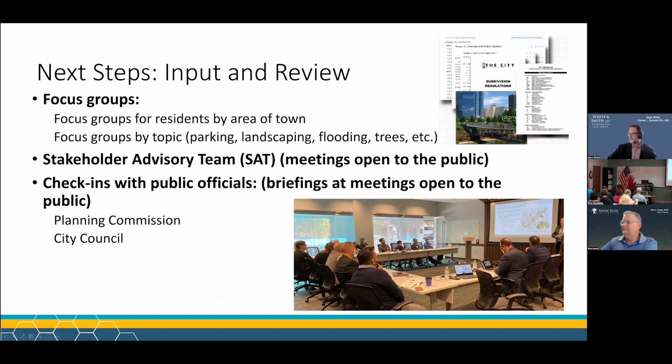Then, our very next steps this summer, we're planning several, kind of, open house isn't quite the word, but we're going to camp out at several of the public libraries for a couple of hours to talk to residents as they come through on their weekly library business. The mayor appointed a stakeholder advisory team that is charged with providing the design team with technical advice. And then throughout the process, we have various check-ins with Planning Commission and City Council.